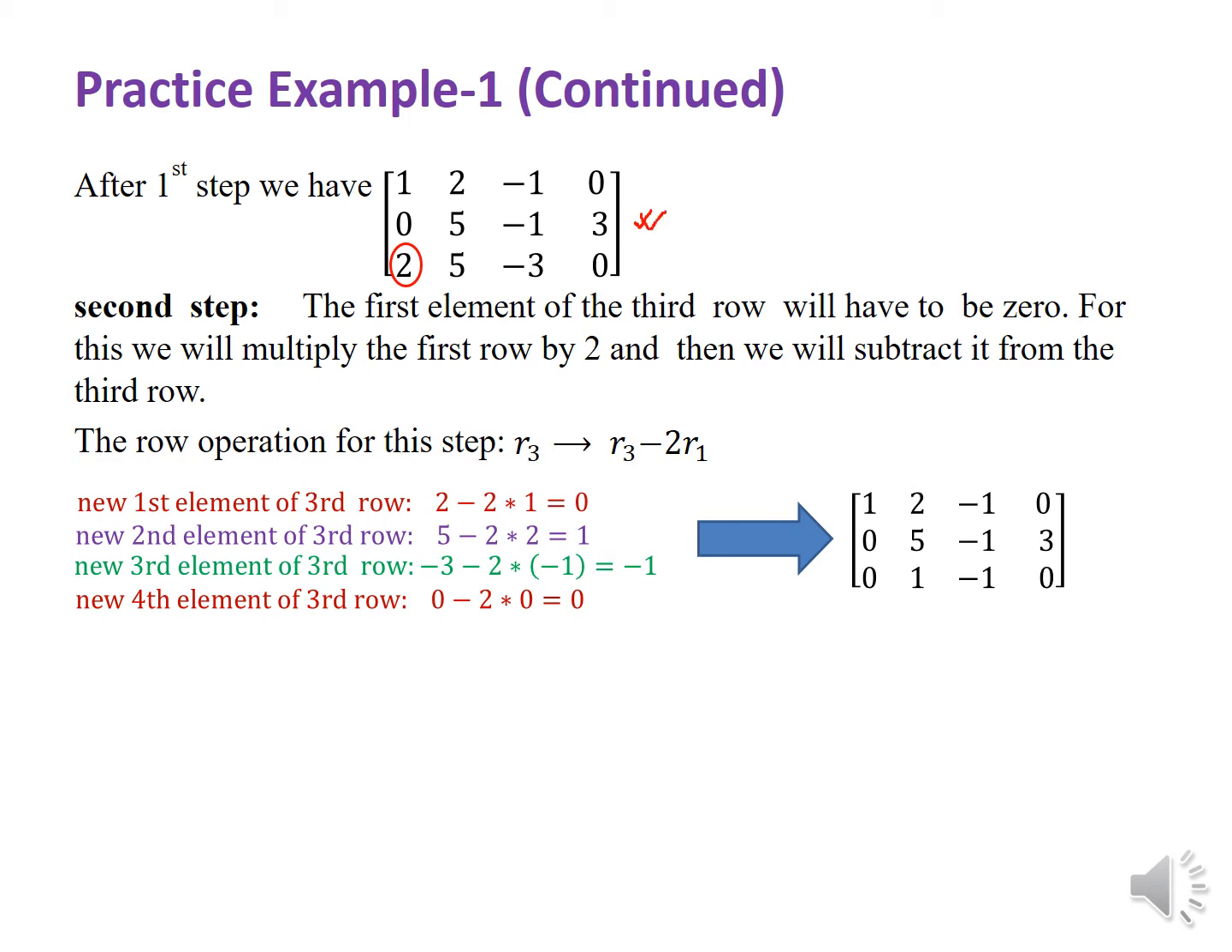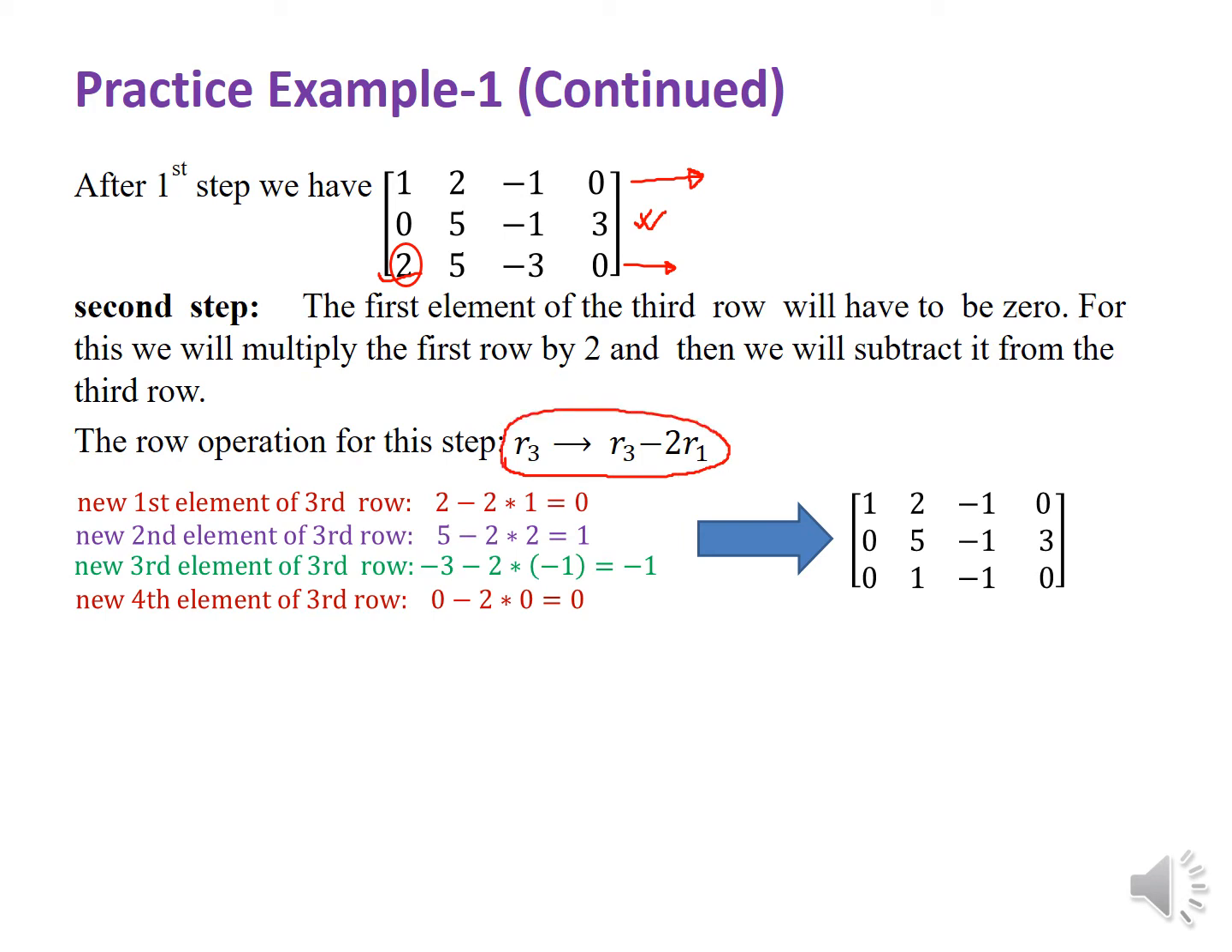Now the first element of third row will be 0 according to the condition. For this we will multiply the first row by 2 and then subtract it from the third row. As before, we will calculate between corresponding elements of first row and third row. So the row operation for this step will be: new row 3 will be row 3 minus 2 into row 1.